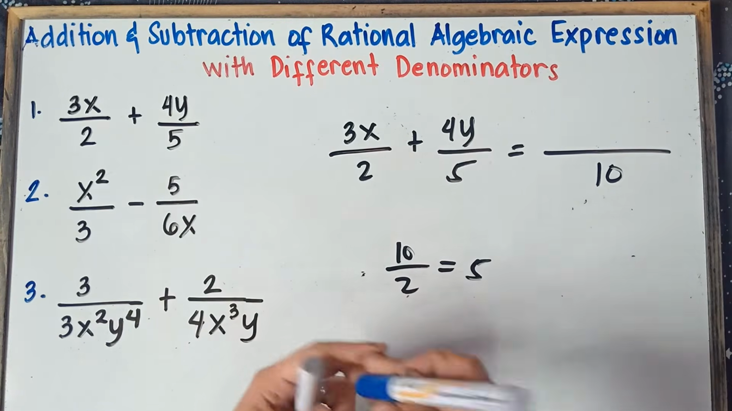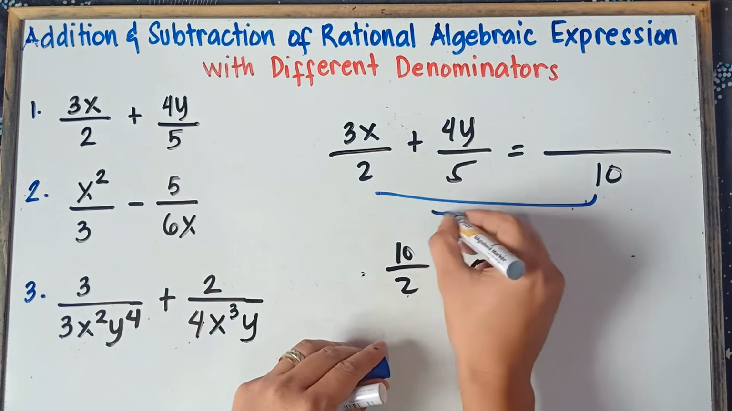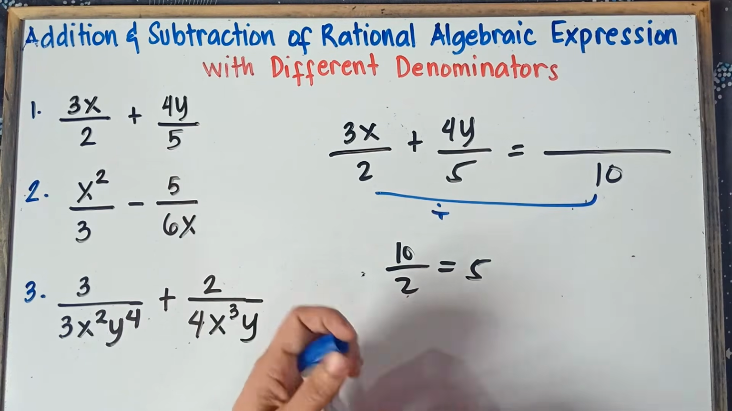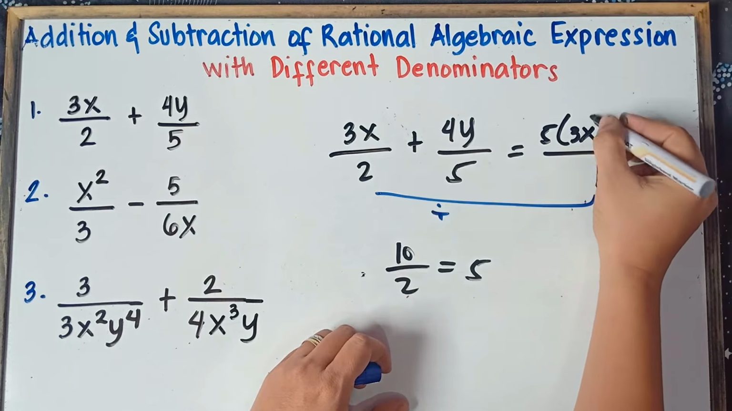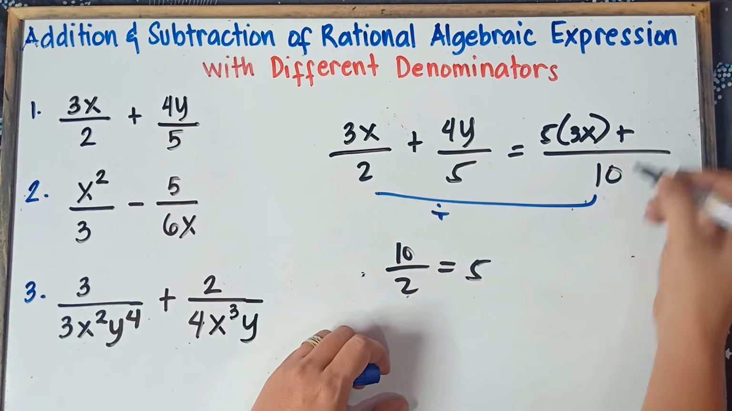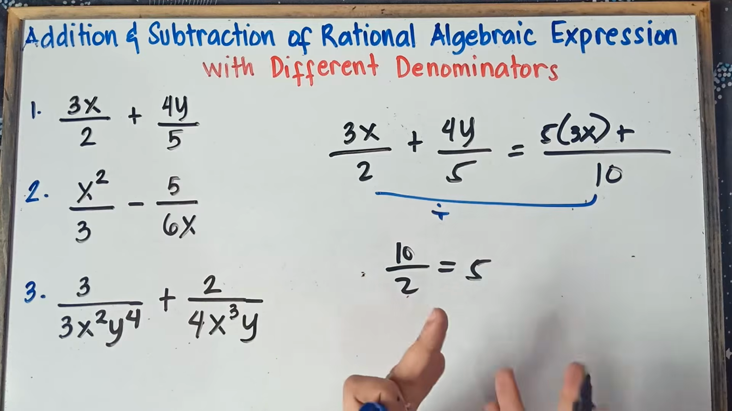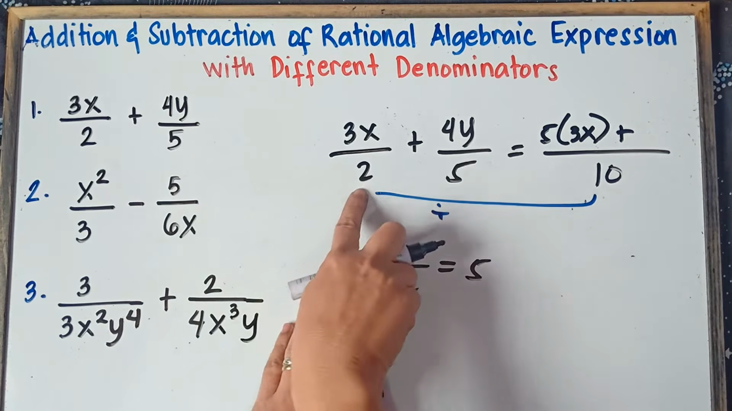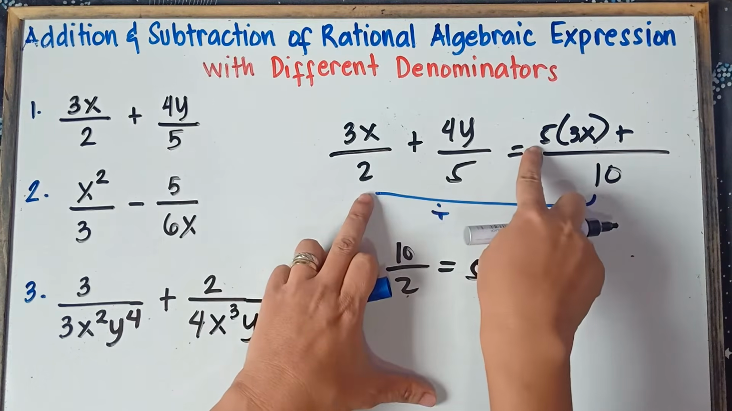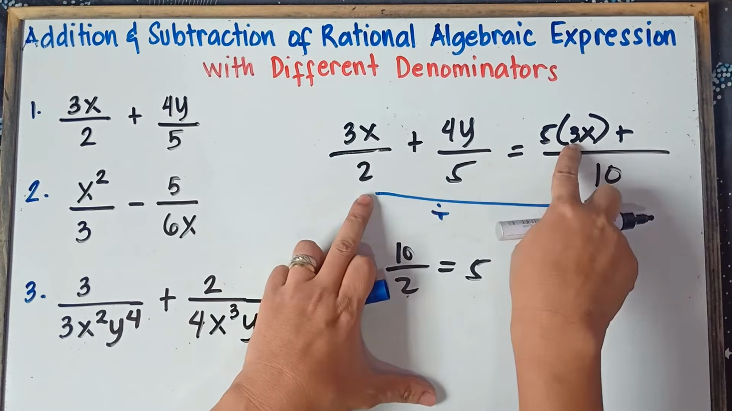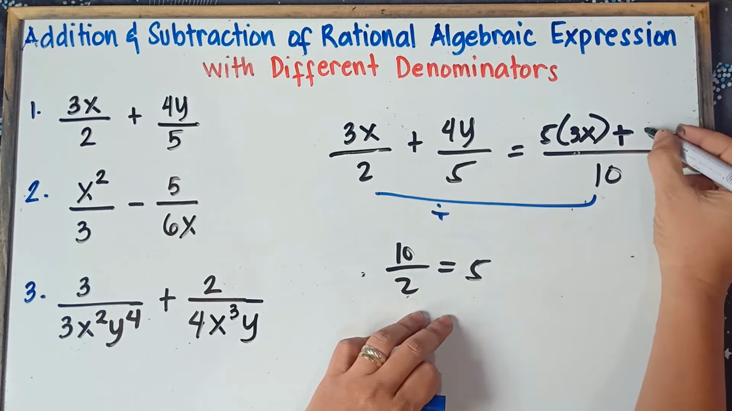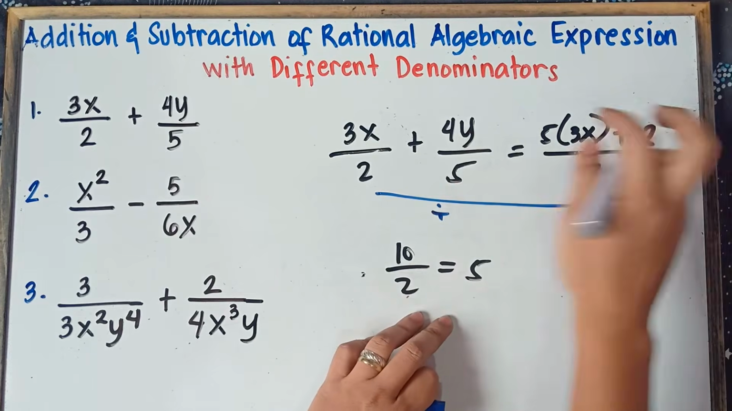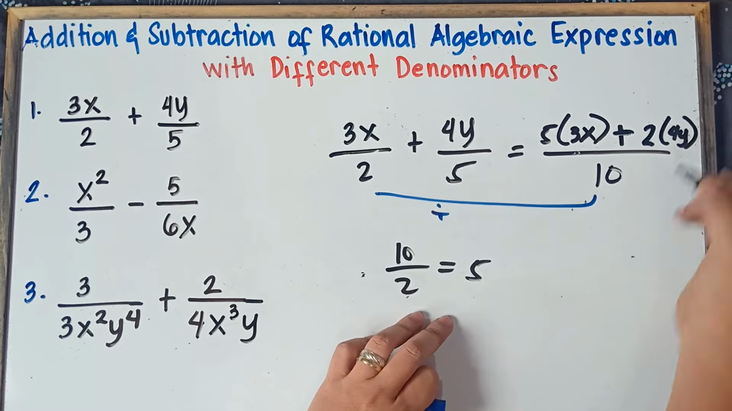Once again, just simply divide this one. 10 divided by 2, that would be equal to 5. So 5, and then multiply the numerator, 5 times 3x. Simply copy plus sign. Okay, once again, class, I hope it's clear for you. 10 divided by 2, that would be equal to 5. Simply multiply the numerator, 3x. Copy plus sign. And then 10 divided by 5, that would be 2. And then simply multiply by 4y.